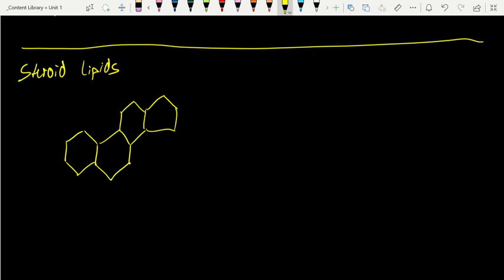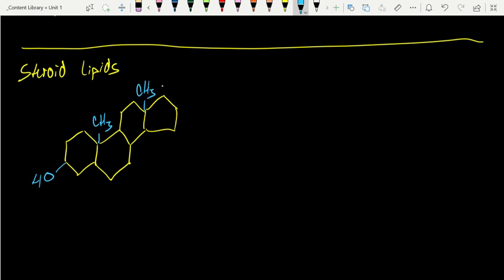And by far, the most important steroid lipid you have in your body is cholesterol. Let's draw on some of the things that make cholesterol cholesterol. We've got a hydroxyl group there. We've got methyl groups here and here.